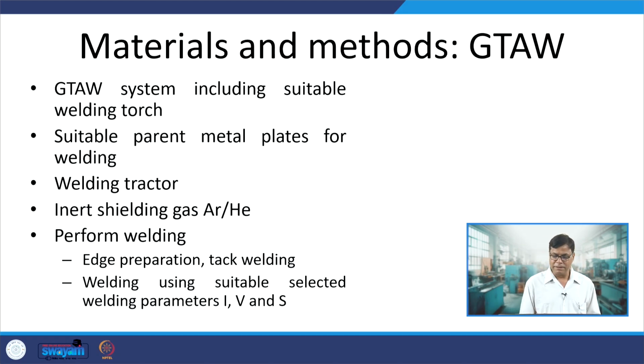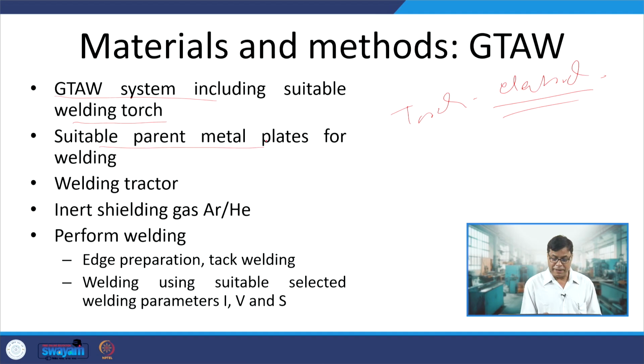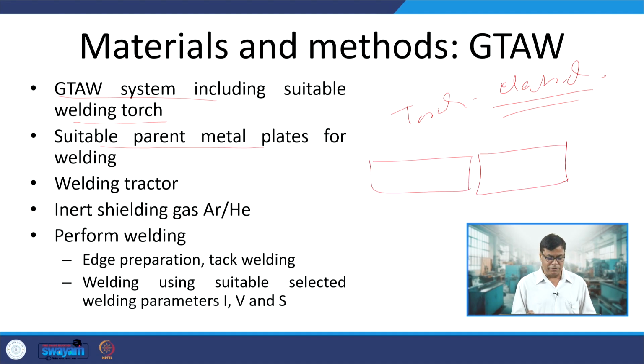As far as materials and methods are concerned, we need the GTAW system including a suitable welding torch. The power source is one. With the help of suitable cables, the power will be delivered to the welding torch. The torch will have the electrode with suitable electrode holders. We also need the parent metals which need to be welded. These can be aluminum, steel, or any other combination as per the need of the application.